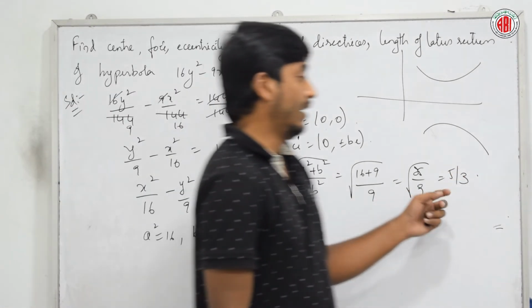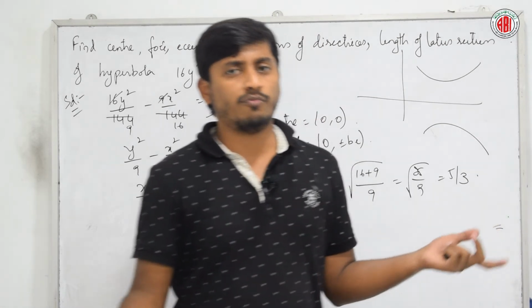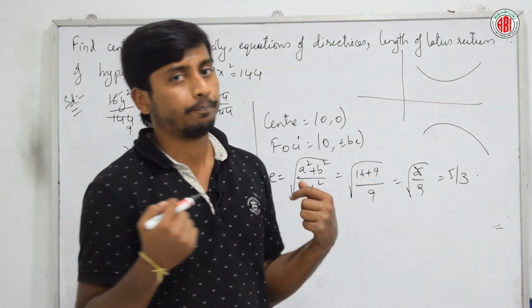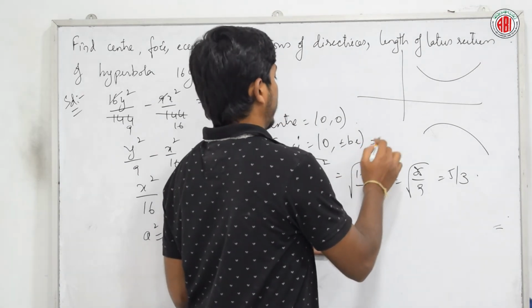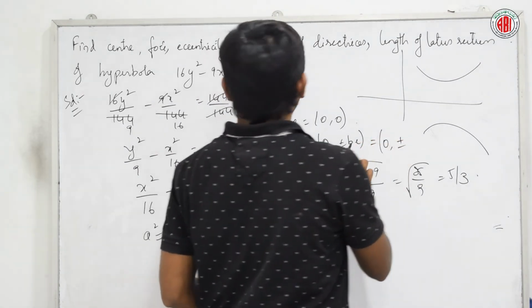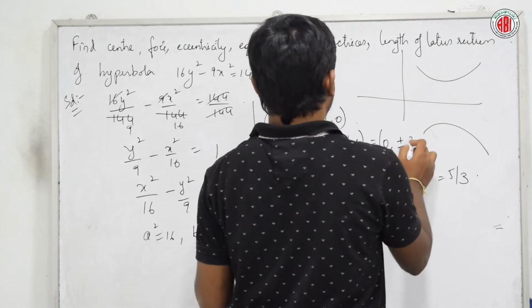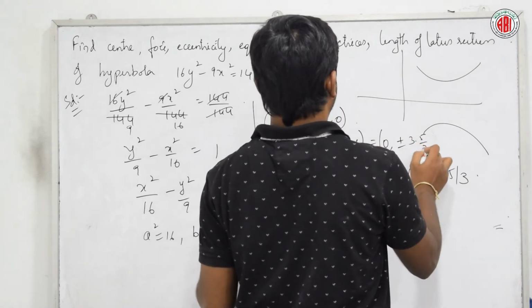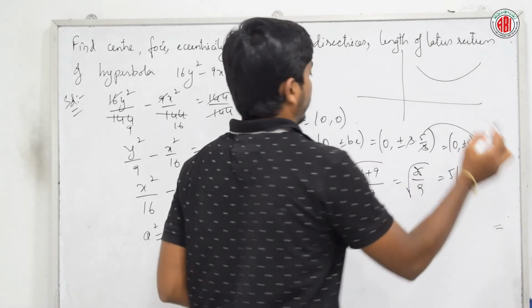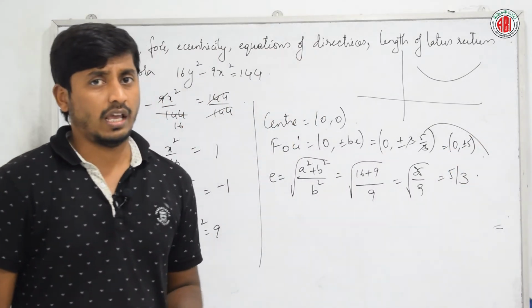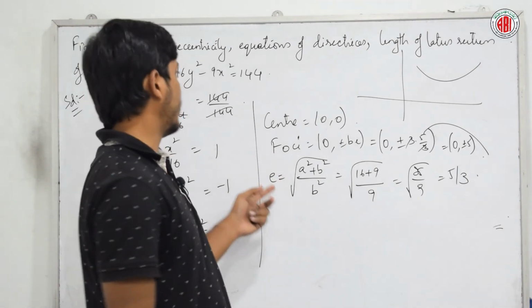Now just tell me, the numerator is greater than the denominator. Obviously it is greater than 1, right? So it is the eccentricity of the hyperbola. We'll substitute in this plus or minus. What is b? b is 3, e is 5 by 3. So this is (0, plus or minus 5). Is it okay? Fine. This is the foci, this is the eccentricity.